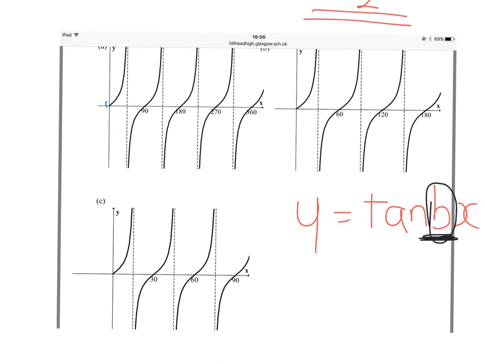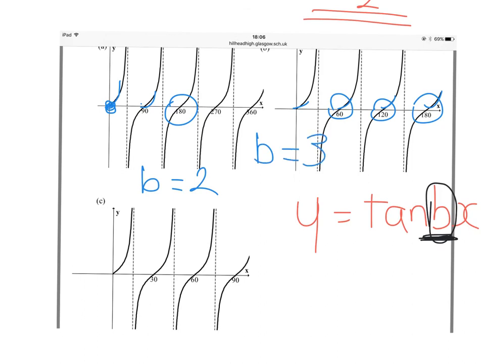Now we can see that this curve up here starts to repeat itself after 90, so it repeats itself once and then twice. So B is equal to 2. For this one, it starts to repeat itself after 60, so it's once and then 120 twice, 180 third time. B is equal to 3. For this one, it's once after 30, so we can predict then that that would be 6 times, 6 complete cycles in 180. B is equal to 6.